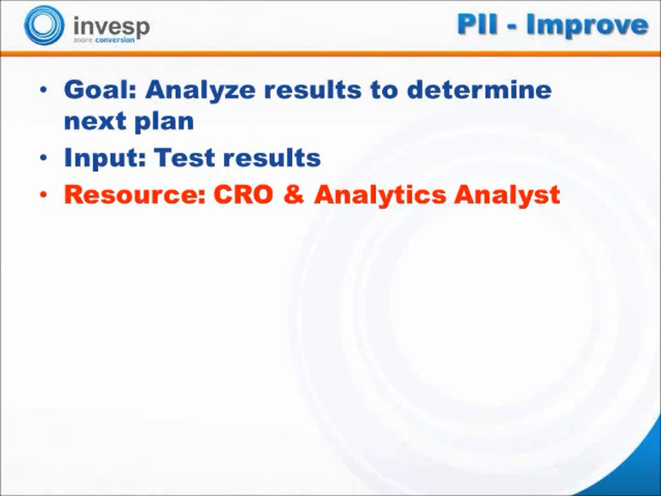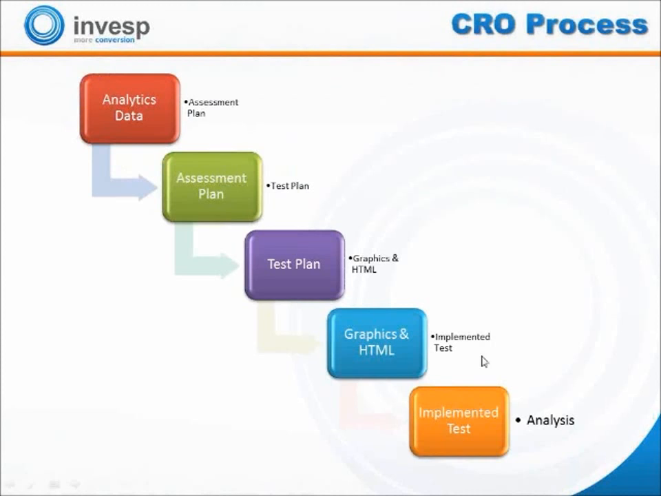The final stage is analyzing the results and determining the next test plan that you're going to implement. The input for that is the test results that were just produced after conducting the test, and you'll use the CRO and analytics analyst that you used in the first stage. So here is how the data feeds. You start with the analytics data, you produce the assessment plan, that produces the test plan, that gives you graphics and HTML, and then you implement the test, and it's a continuous process.